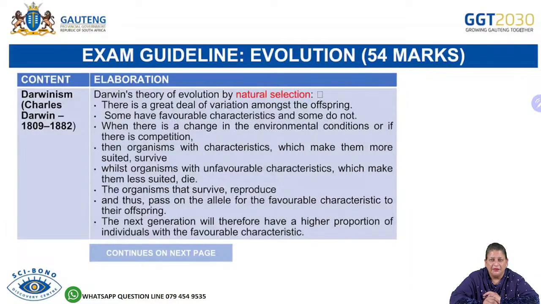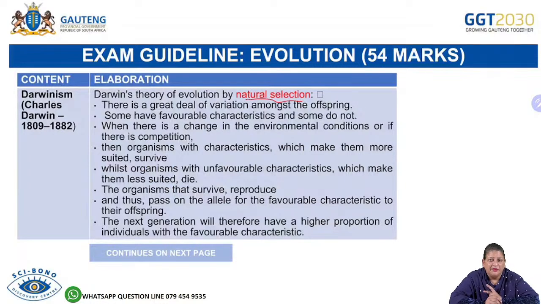Remember we said Lamarckism, Darwinism, and punctuated equilibrium are the ideas on evolution. Now let's start off with Darwinism. So Charles Darwin, learners, proposed an idea of evolution, and his idea was based on natural selection. So his theory was based on natural selection.